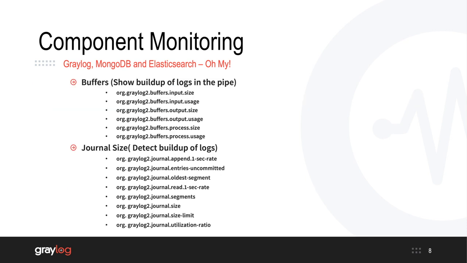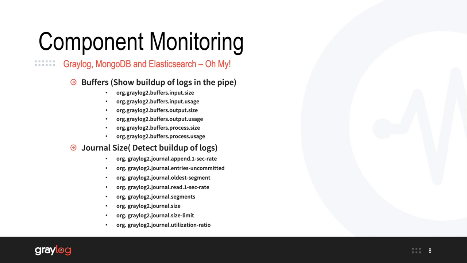The next slide here is going to be the buffers themselves. These buffers are understanding where logs are coming in and where they're going out. If you look at these, there's really three sections: the input, the output, and the processing. On the input side, you can see the size of the buffer, which is how big the buffer itself is, and the usage is where it's at inside of that size.